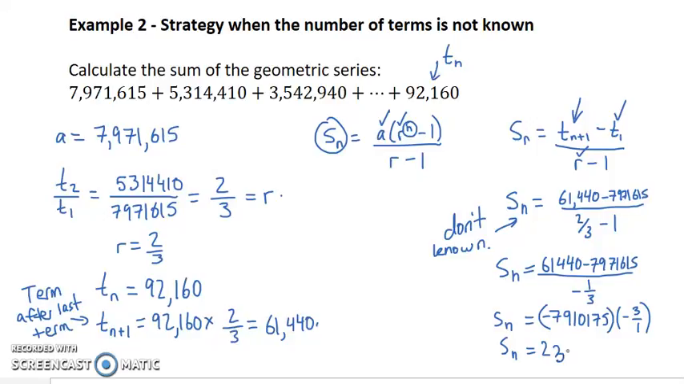And so the sum of those terms is 23 million, it's a big number, 23,730,525. And we can conclude, therefore, the sum of the terms is that.